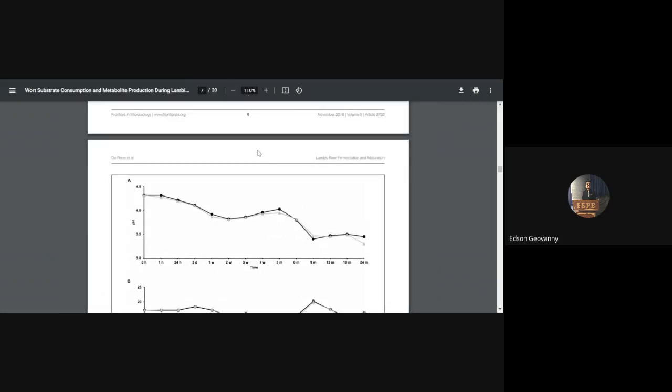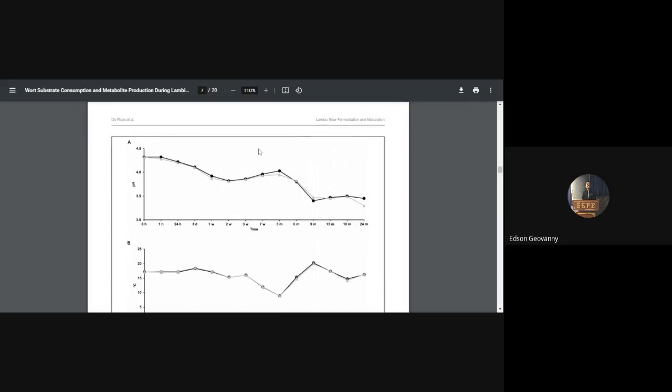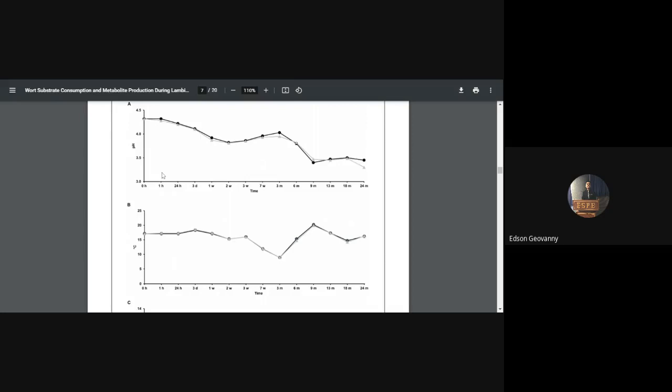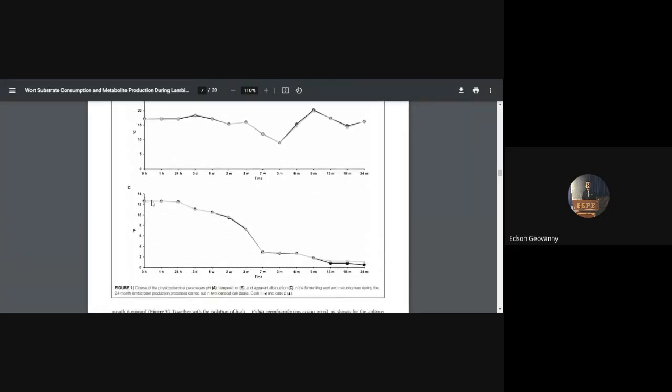In this part, two lambic beer production processes were studied as a function of time, pH, temperature, and attenuation of the wort before its transfer to the barrels, which was 4.3, 17.1 and 12.6 respectively, and the pH decreased during the first 2 weeks.